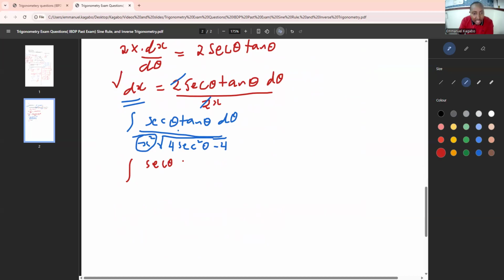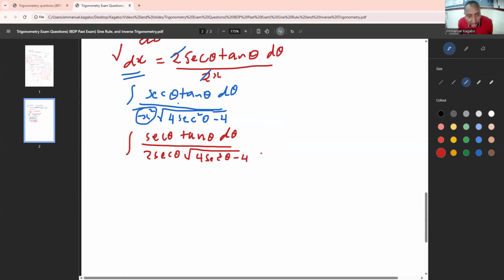I hope you understand what I'm doing, guys. If there's something you don't understand, write in the comments. I will explain, don't worry. I enjoy teaching. It's my passion. Over 2 sec theta, square root of 4 sec squared theta minus 4. Very good, things have started making sense. What about this? This one cancels out with that, right?